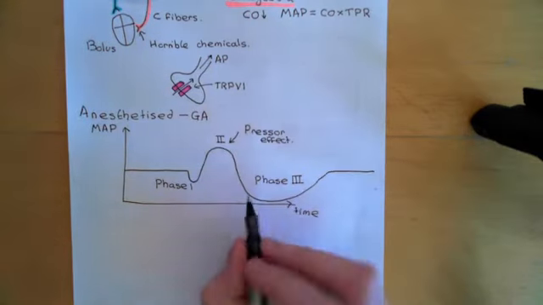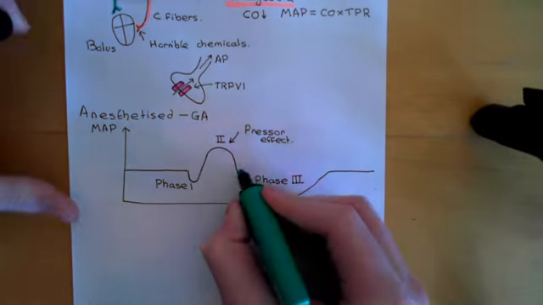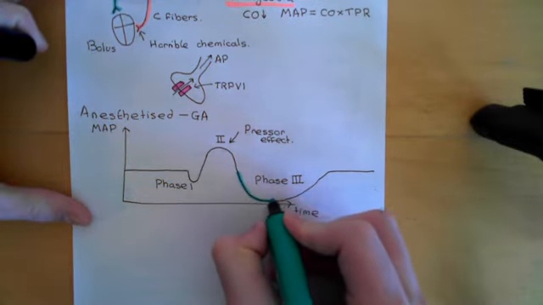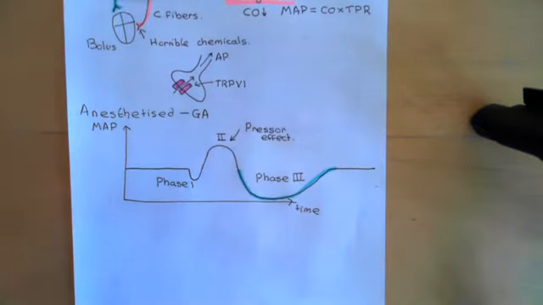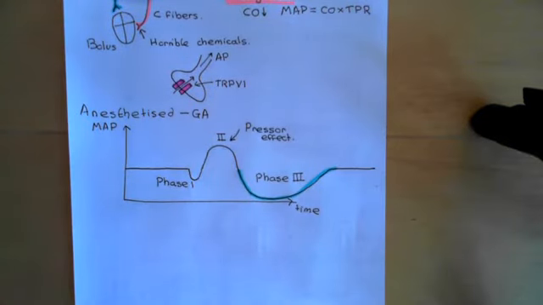But then this is the interesting portion. You do get a prolonged depressor phase which lasts for tens of minutes. This is the portion that we might predict from our understanding of how endocannabinoids work within the cardiovascular system.